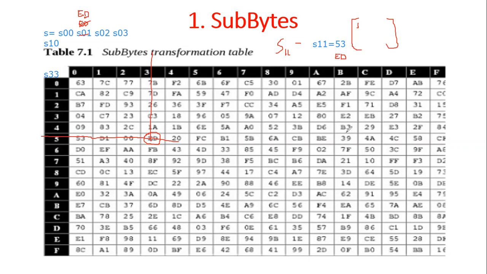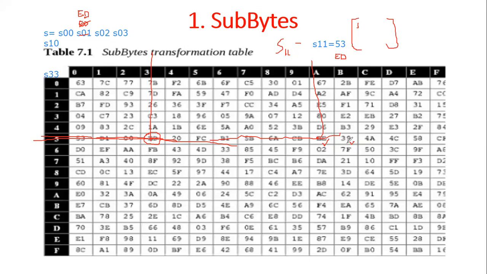Suppose 5A16 and 5B16, which differ in only one bit. But the transformed values differ: one is converted into BE and the other is converted into 39.